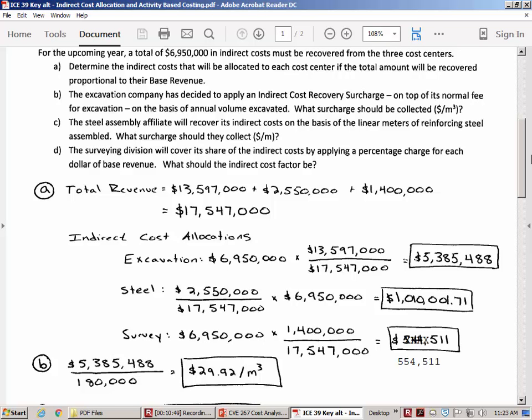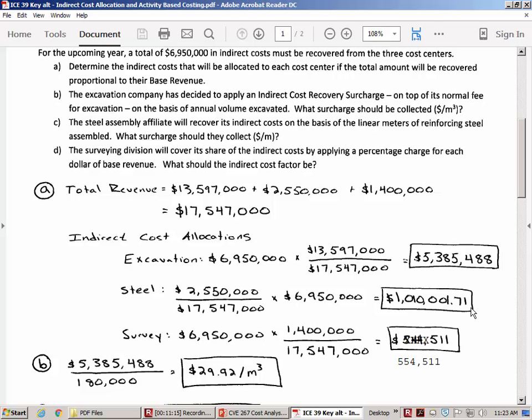So I have that fraction of how much they're contributing to the overall parent company and multiply that by the amount they're having to recover. And so this is how much each subdivision is responsible for. The excavation company is responsible to give the main organization 5.3 million, and so on. So you can see each of the amounts.